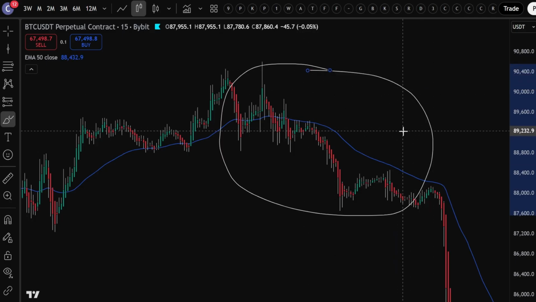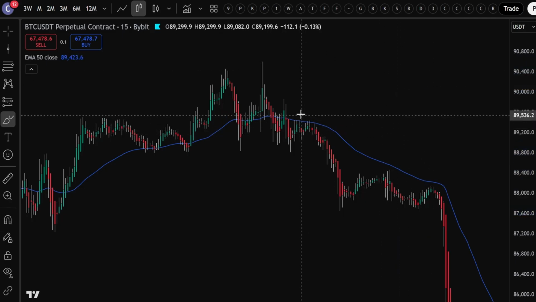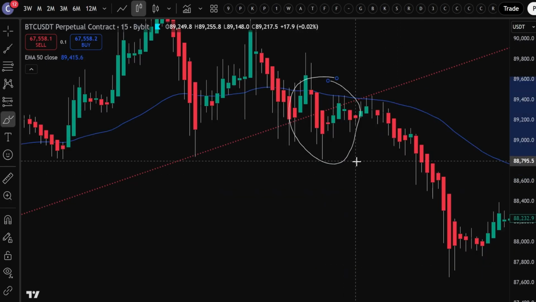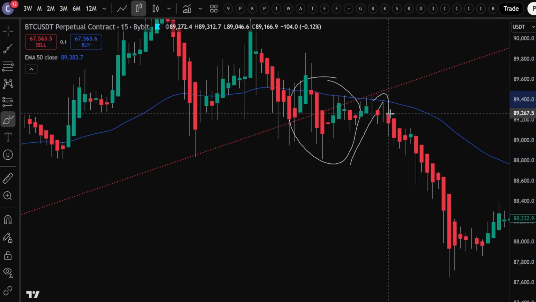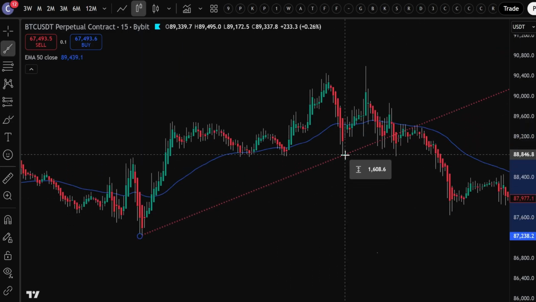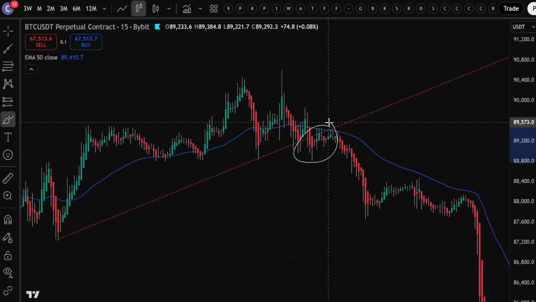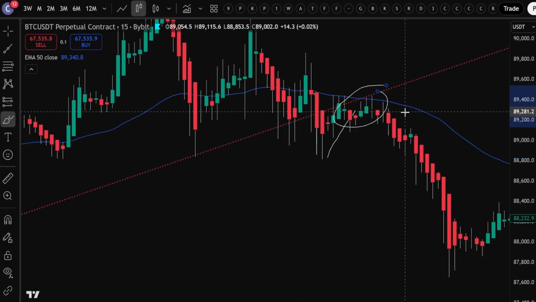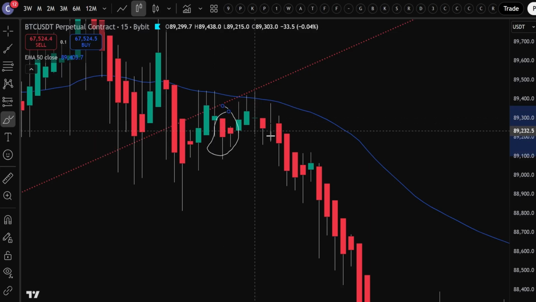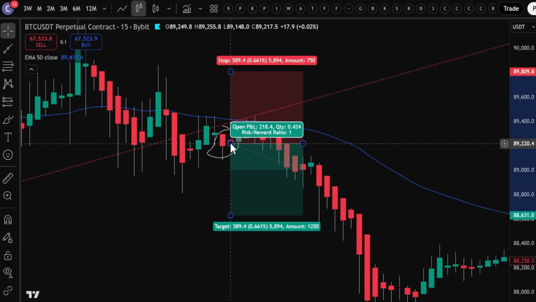Now let's talk about trend reversal trades. For reversals, you're looking for a break and retest of a trend line. Draw a trend line connecting the recent highs or lows. When price breaks through it and retests it, that's your entry signal. Wait for the first no-wick candle to form. After the retest, then enter on the next candle.